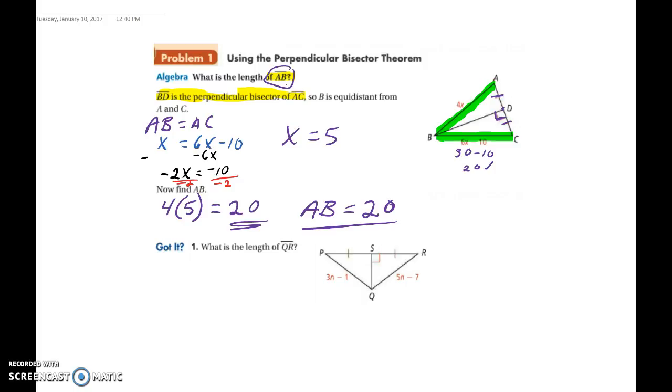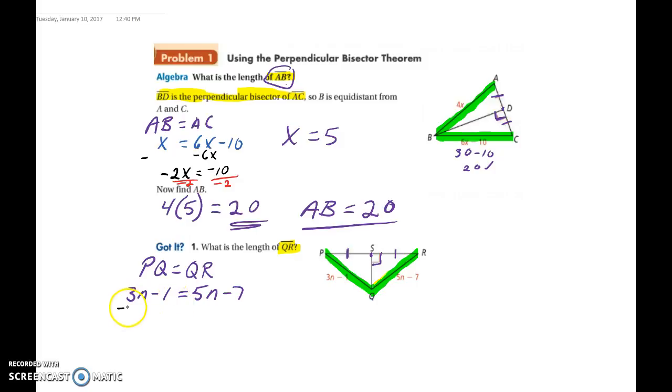So we want to find what the length of QR is. That's this segment here. Same thing. They don't flat out tell us this time that this is our perpendicular bisector, but we know that point S is our midpoint, and we know that it intersects at 90 degrees, so we know QS is the perpendicular bisector. So that means that PQ is the same distance as QR. Then we solve. PQ is equal to 3n minus 1, and QR is equal to 5n minus 7.